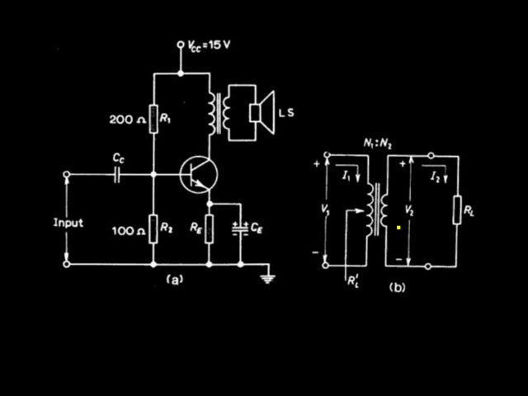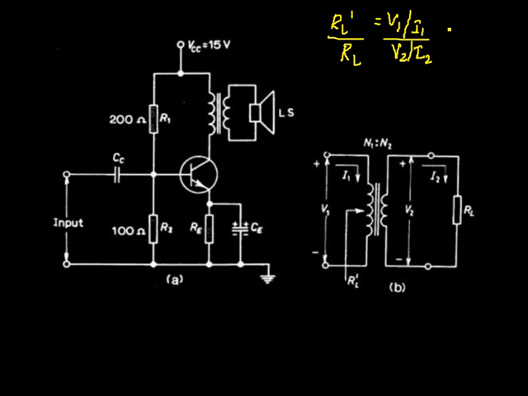So how does this transformer achieve impedance matching? That we can discuss now. Suppose RL dash is the impedance seen from the primary side, N1 is the number of turns in the primary side, and N2 is the number of turns in the secondary side. RL is the load which is connected here. We can find the ratio of primary resistance to secondary resistance. How can you find that? RL dash divided by RL. V1 divided by I1 is RL dash, and V2 divided by I2 is RL.